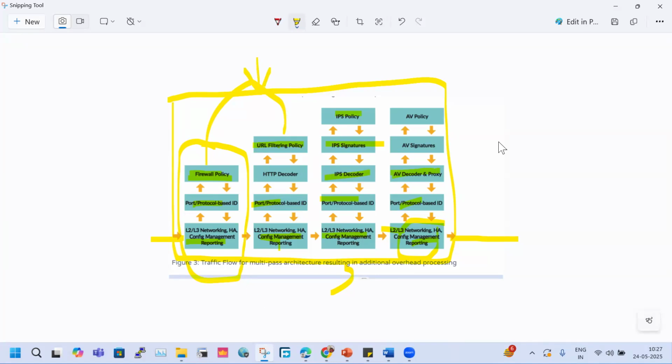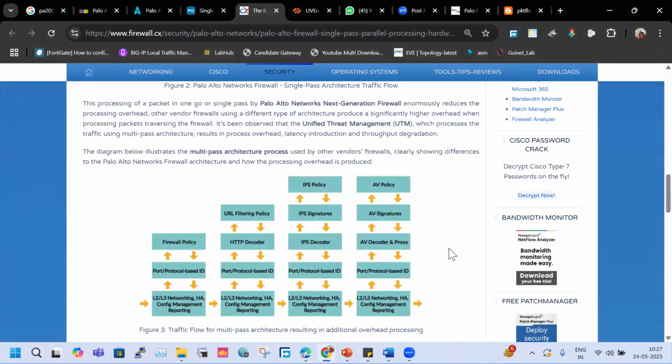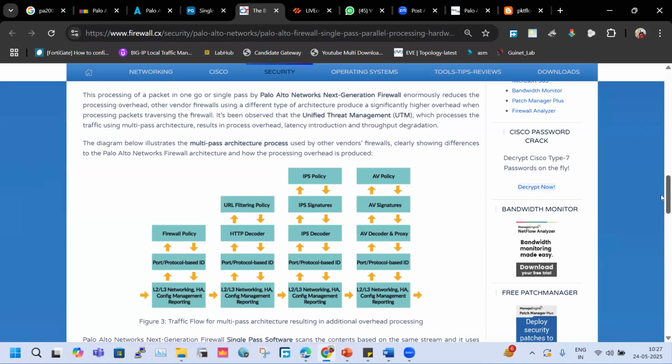And because it is done in a single go in our Palo Alto network, that is why our Palo Alto network is faster, or you can say it provides more throughput and low latency. Is it clear, guys? Does anyone have any doubt in this architecture or processing method of Palo Alto network? Then you can ask.